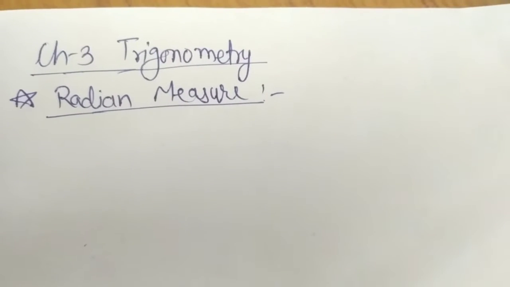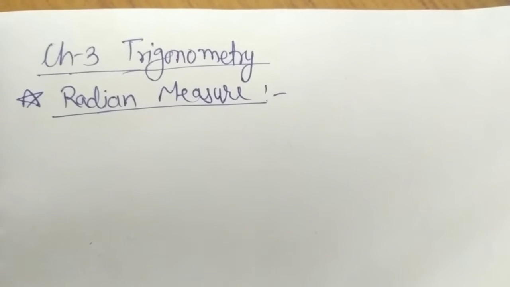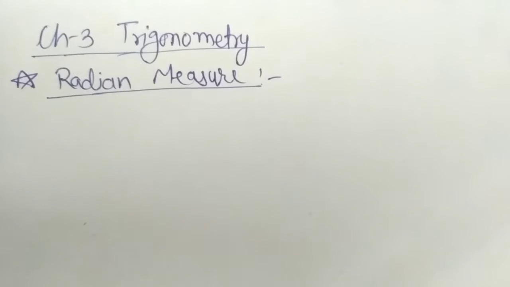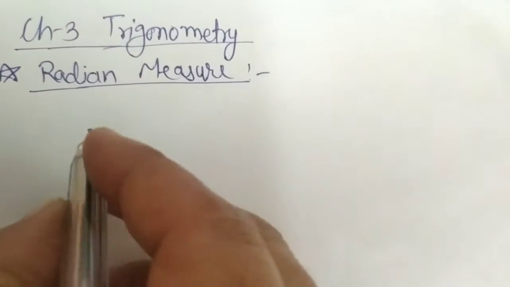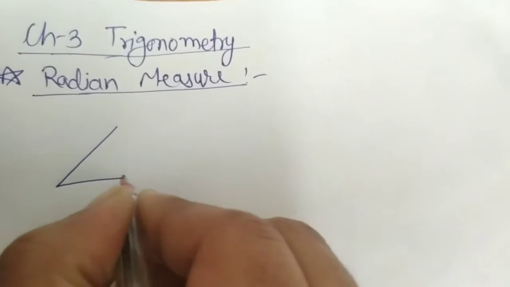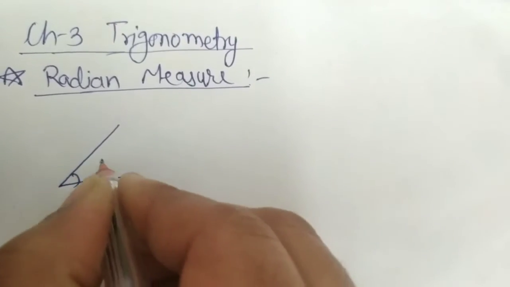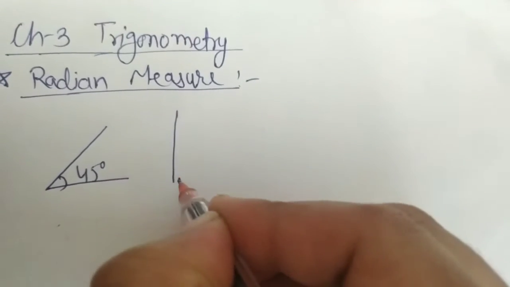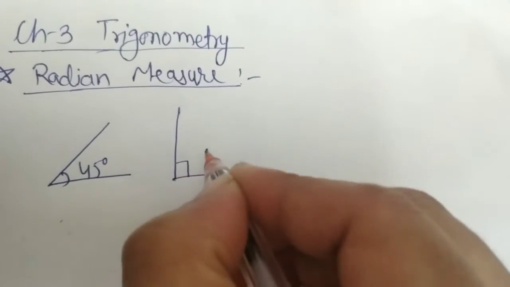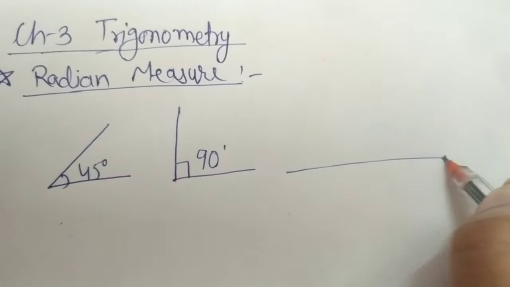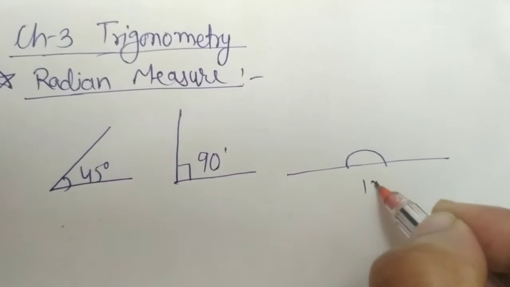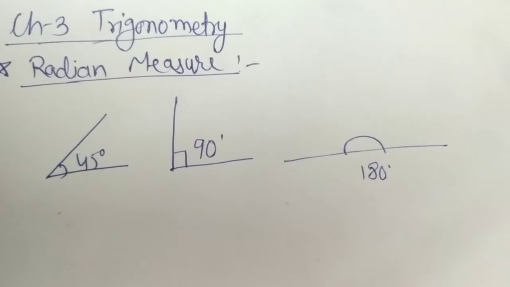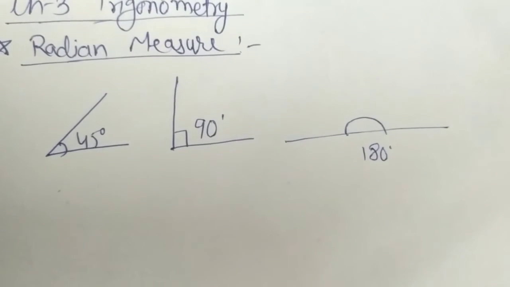Hello students, today we are starting a new chapter, that is trigonometry. We all know that we can measure any angle in degrees. Suppose this is approximately 45 degrees. This angle is 90 degrees. We can measure this angle as 180 degrees and so on. So we all know that we can measure any angle in degrees.